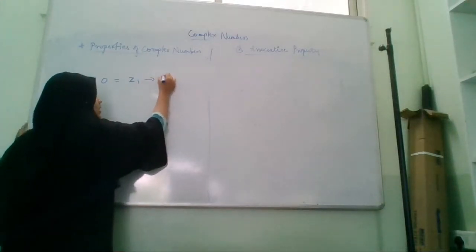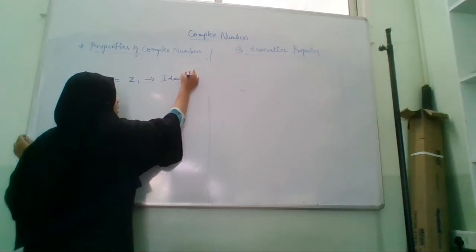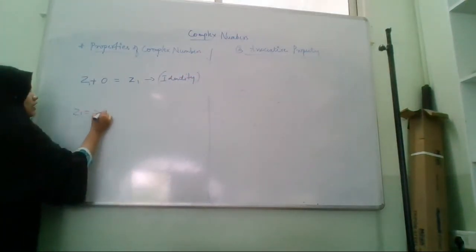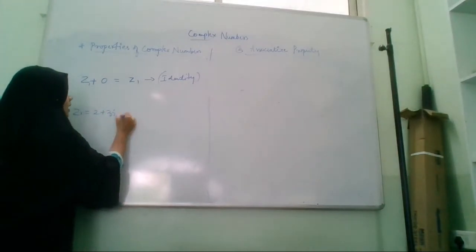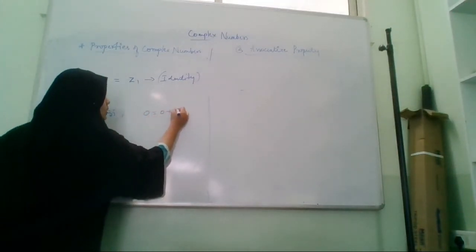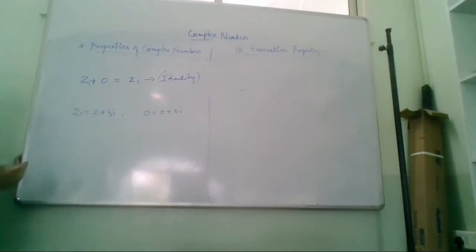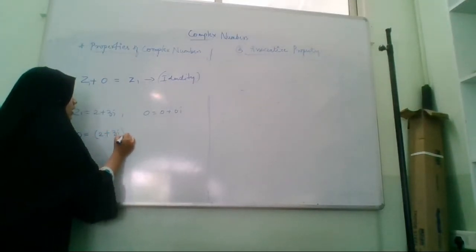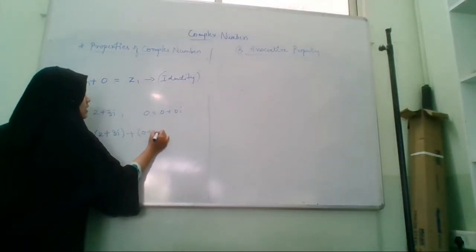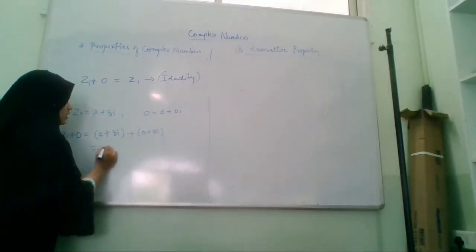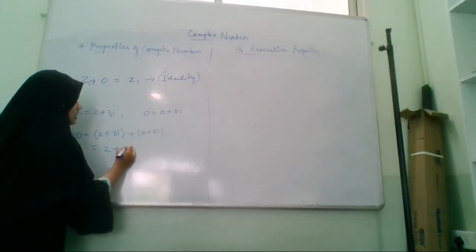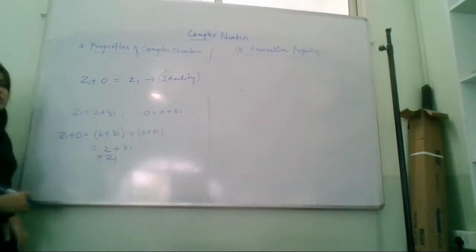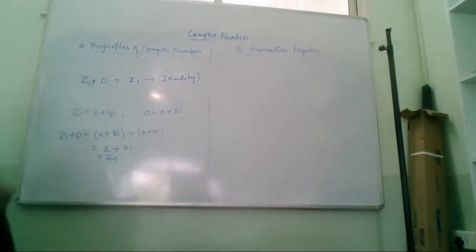And this number is nothing but your identity. This property is nothing but identity. Like suppose Z1 is 2 plus 3i, and 0 is nothing but 0 plus 0i in complex form. So Z1 plus 0 means 2 plus 3i plus 0 plus 0i. 2 plus 0 is 2. 3 plus 0 is 3i. We are taking i common. So this is nothing but your Z1.